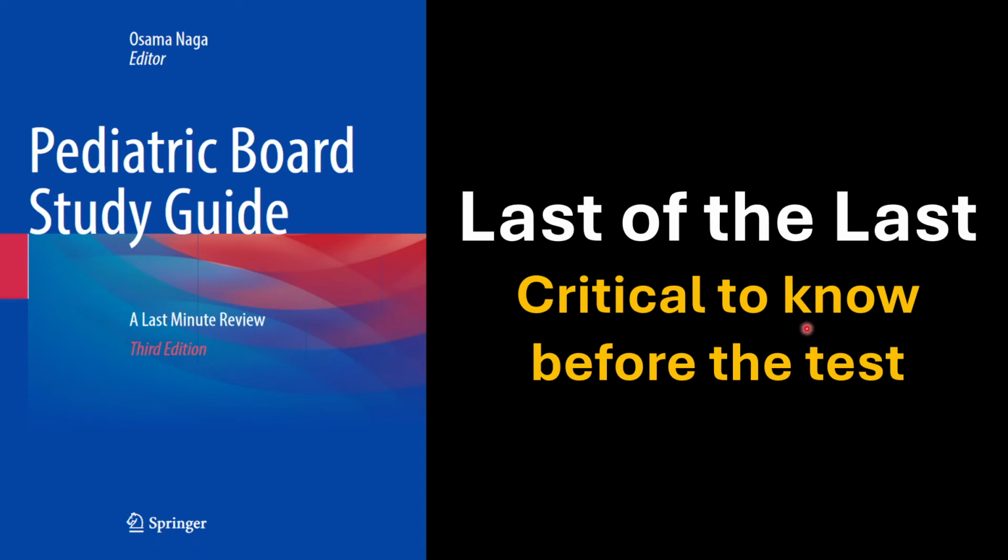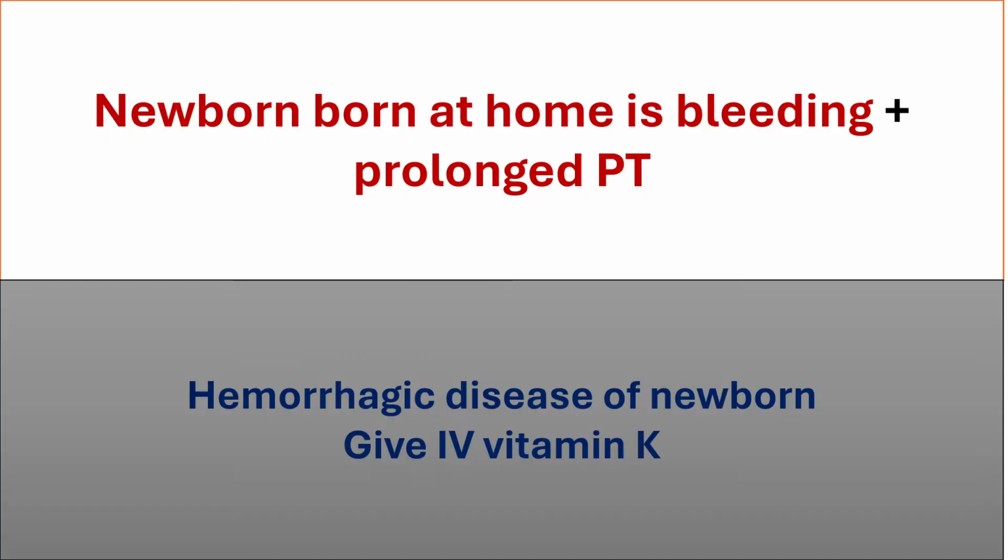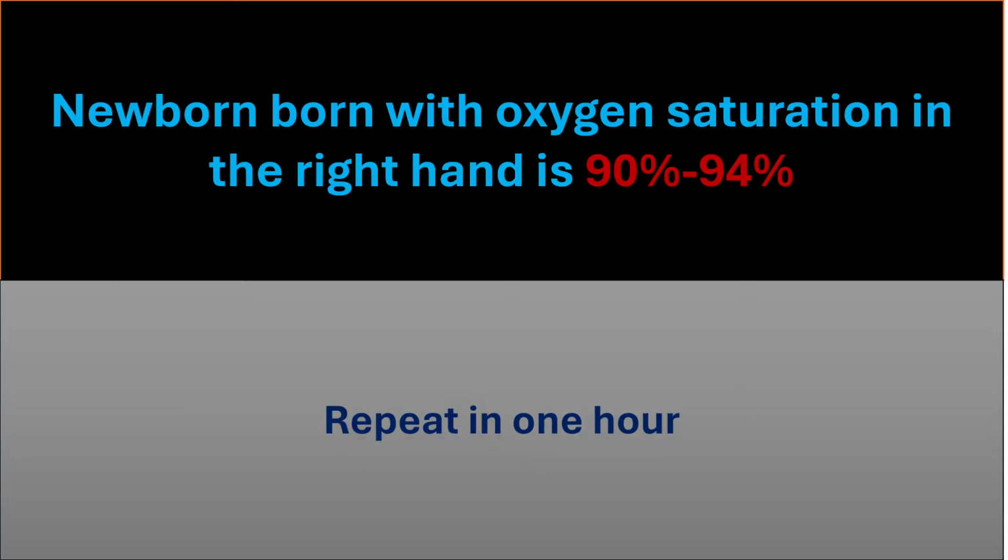Last of the last, critical to know before the test. Neonatology. Newborn born at home is bleeding plus prolonged prothrombin time is hemorrhagic disease of newborn. The next step is to give IV vitamin K.